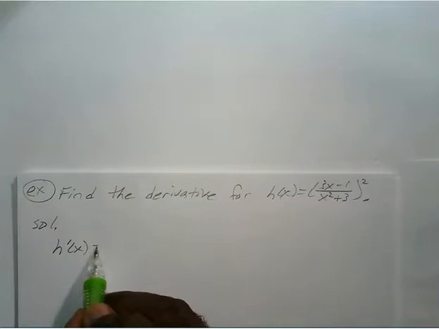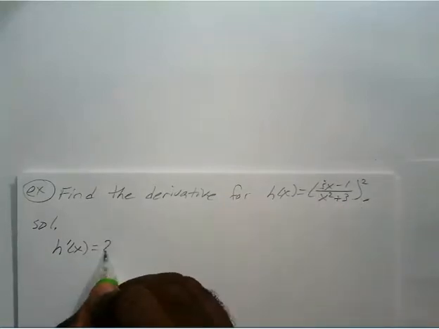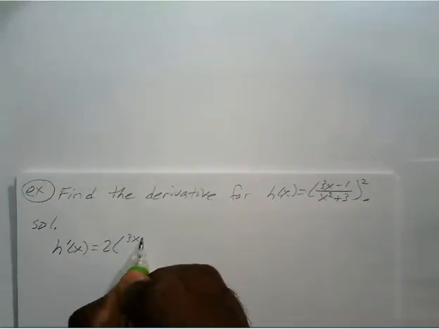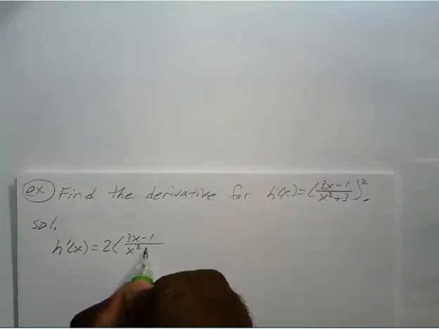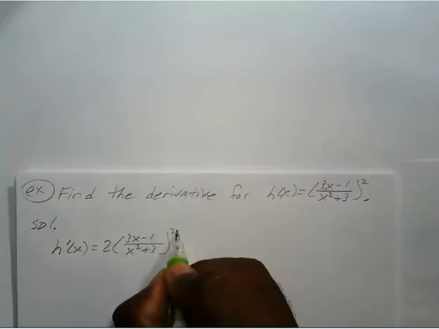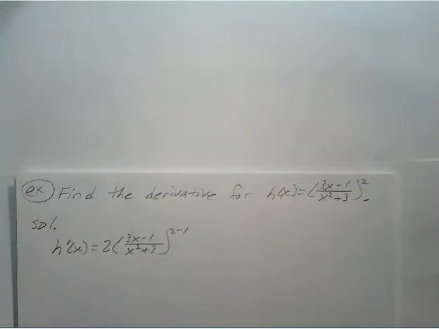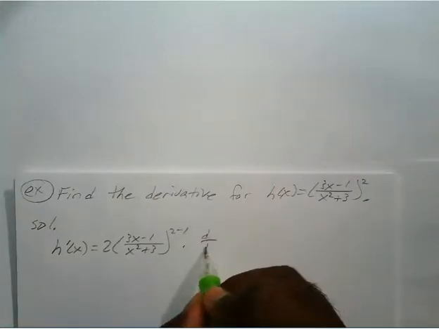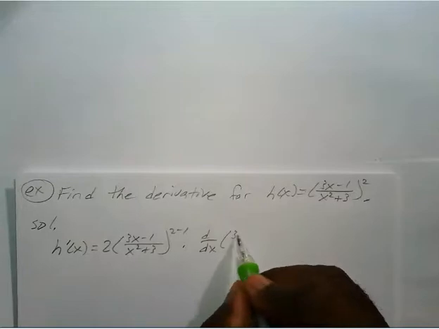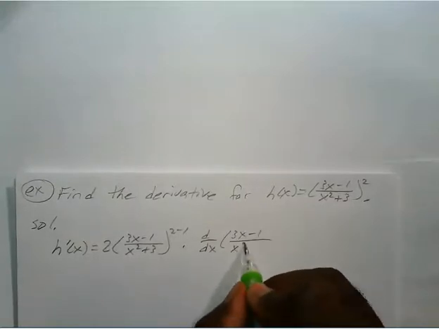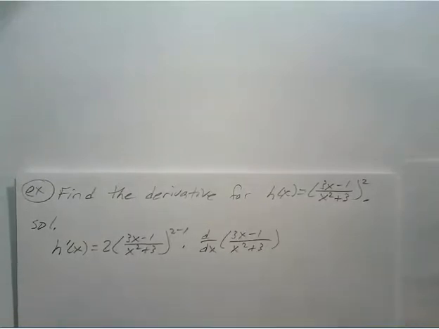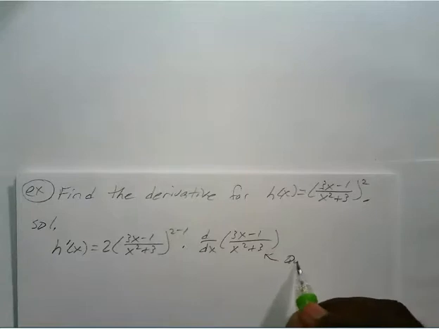So h prime of x is equal to, bring down that 2, times (3x minus 1 over x squared plus 3) to the 2 minus 1, times the derivative of what's inside, of 3x minus 1 over x squared plus 3. Now this one's not going to be quite as quick and short as the previous one, because for the derivative of this one, you're using the quotient rule.